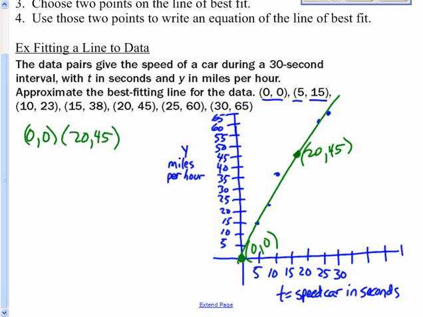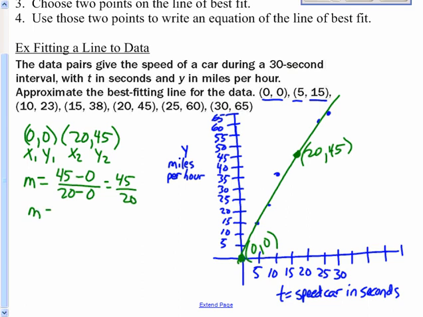So I'm at step 3, choose 2 points. Now we just use those 2 points to write an equation for this line. As you recall from before, if you have 2 points, you can now find a slope. So y2 minus y1 over x2 minus x1. So we have 45 over 20, which when you punch that in, you should get 2.25. Now we have a slope.